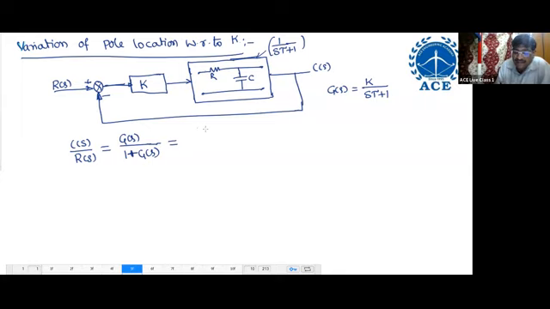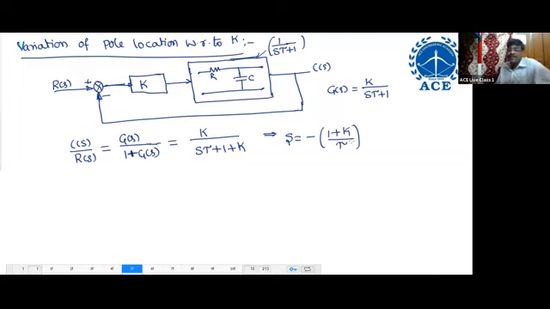So now K by S tau plus 1. Simply add the numerator to the denominator, plus K. That means what is the pole location? Find the pole location. S equals what? Minus of 1 plus K by tau.